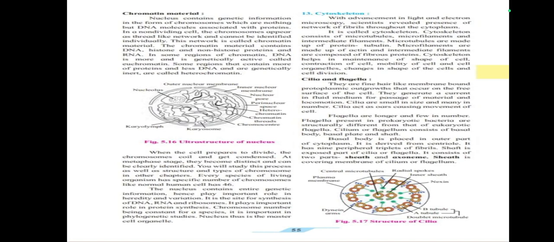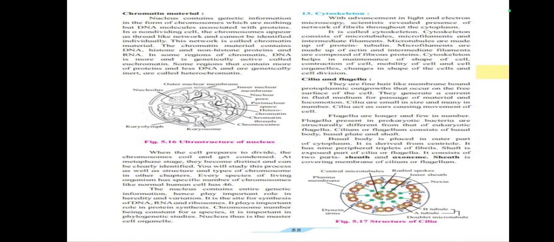Chromatin material. The nucleus contains genetic information in the form of chromosomes, which are nothing but DNA molecules associated with proteins. In non-dividing cells, the chromosomes appear as a thread-like network and cannot be identified individually. This network is called chromatin material. The chromatin material contains DNA, histone and non-histone proteins, and RNA.